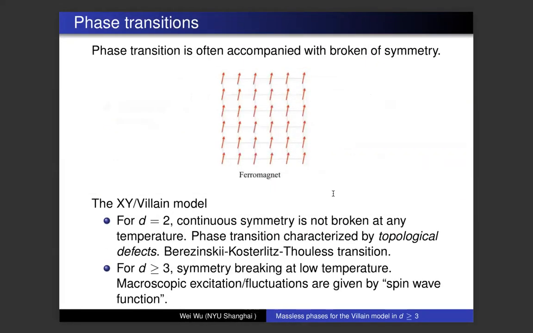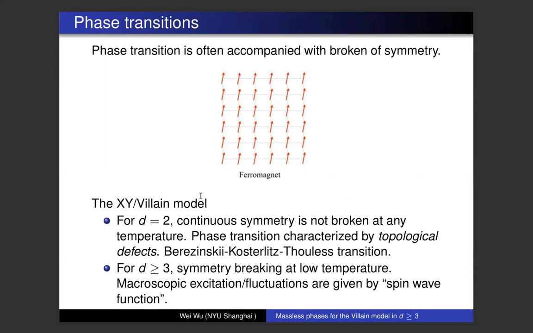So the XY and Villain models are very special. Namely, they have a very special kind of phase transition. Typically people expect that one can mathematically characterize the phase transition by some kind of broken symmetry. For example, if you cool down a glass of water and it becomes ice, it gets crystallized. So you break this perfect rotation symmetry of the water.